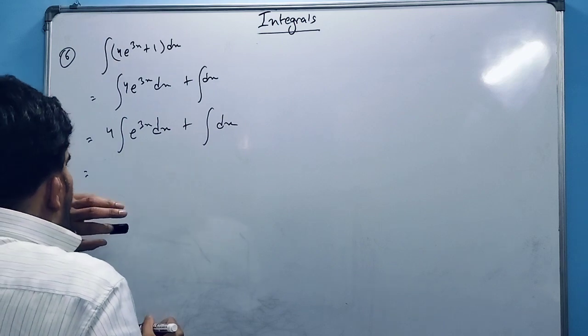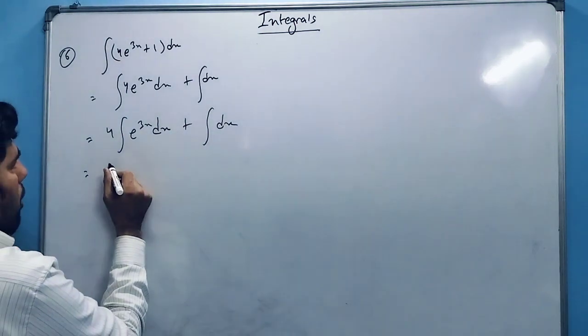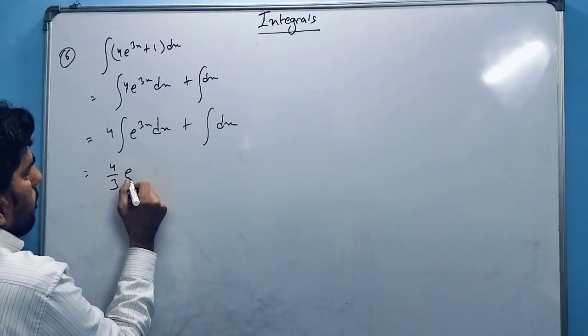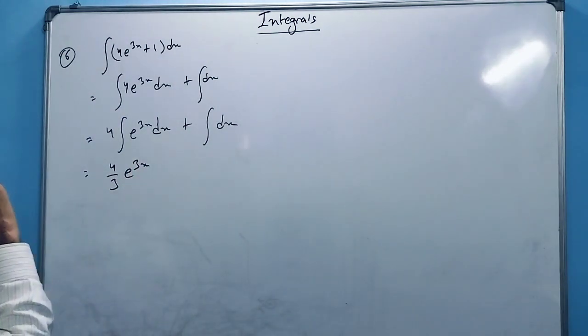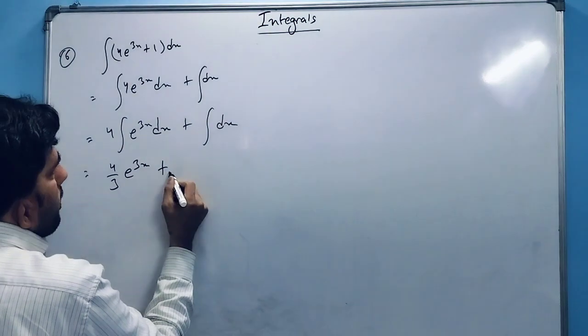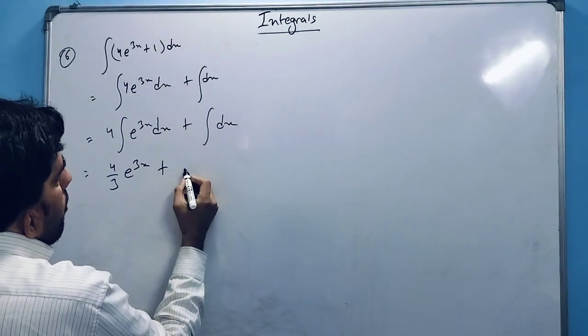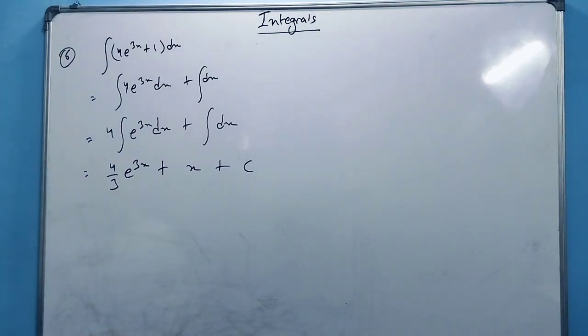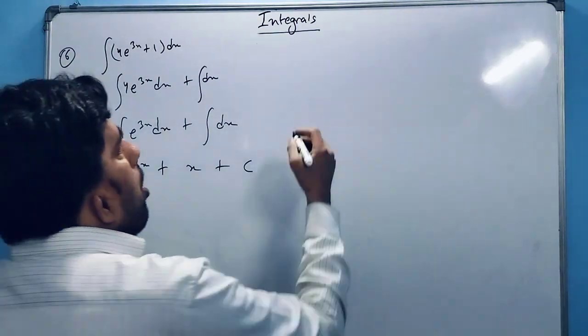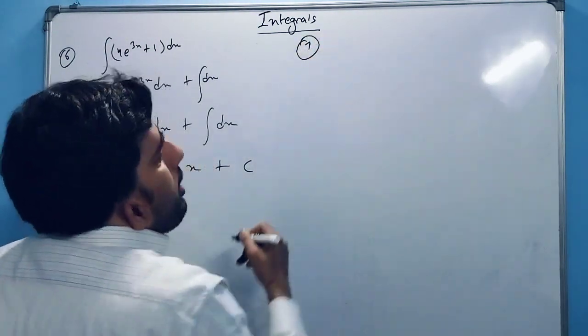So now we are able to find it. 3x plus here 1 will be x plus 6. That is how we are able to solve such numericals. Okay, so that is what I have given. Now we'll try to solve the next integral.